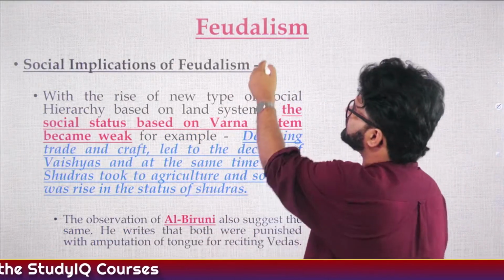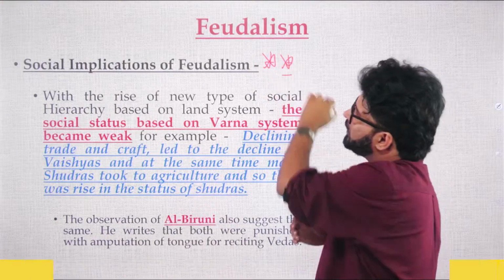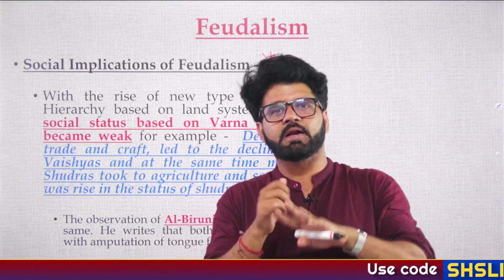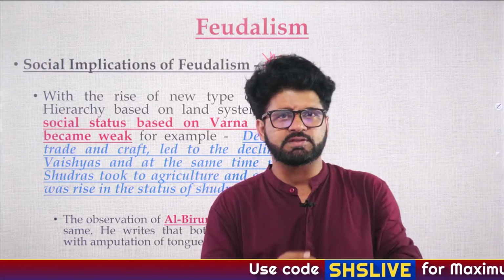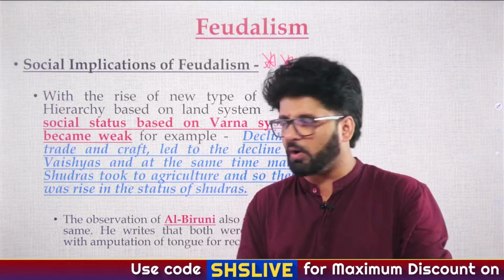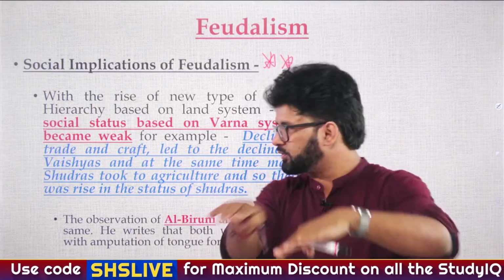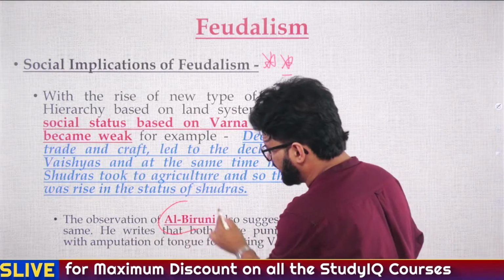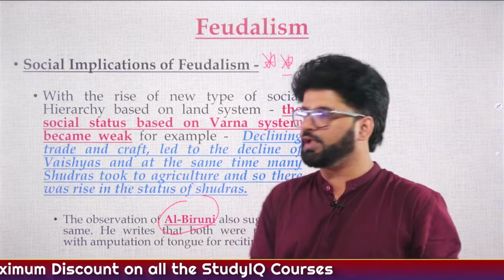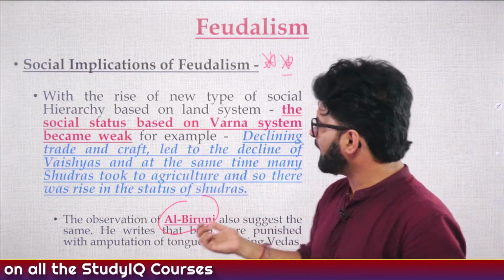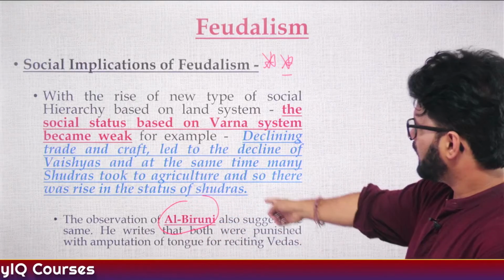Social implication of feudalism. This is a very interesting point which we have just discussed. Feudalism, agrarian structure. Traders are losing their importance because trade has declined. The Vaishya community will lose their importance. They are now at par with Shudras. I am not saying it. Al-Baruni is saying it. And the book name of Al-Baruni is Tahqiq-e-Hind or Kitab-ul-Hind.